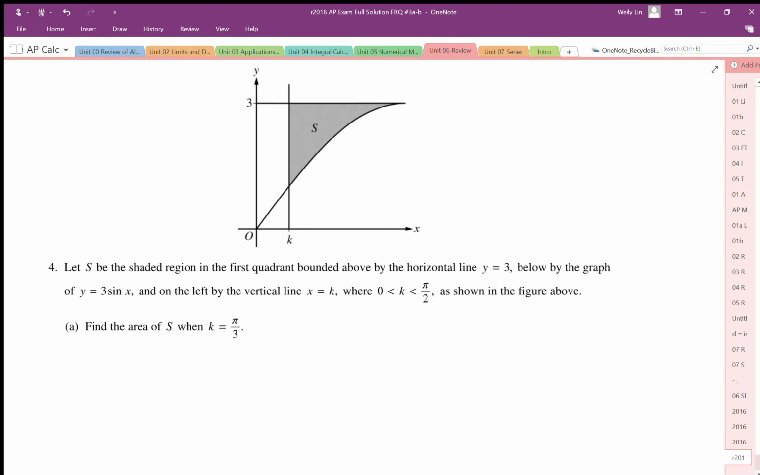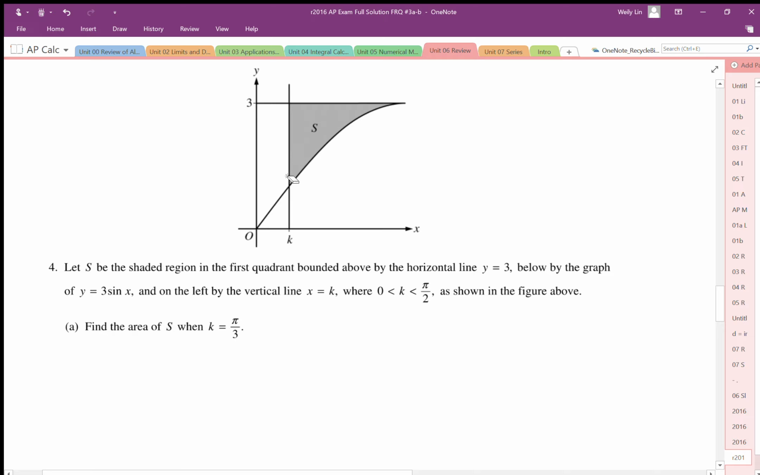Question number 4 is an area problem where we need to find the area of this region S. S is a shaded region in the quadrant bounded above by the horizontal line y equals 3 here, and this curve is 3 sine x. And it's going to be bounded by this line here, k.